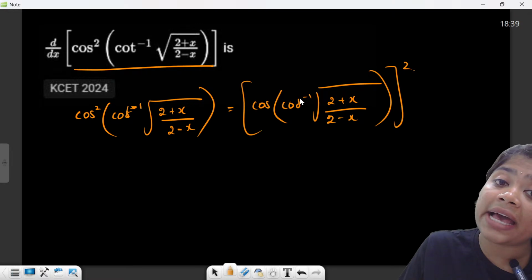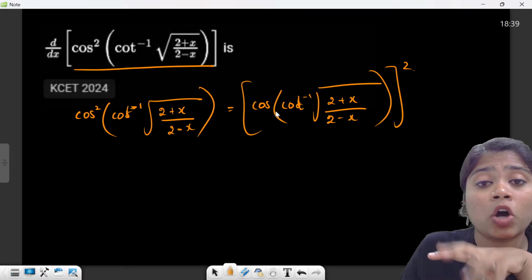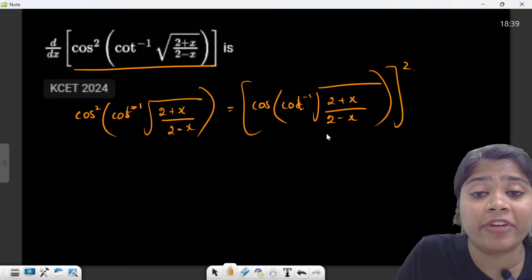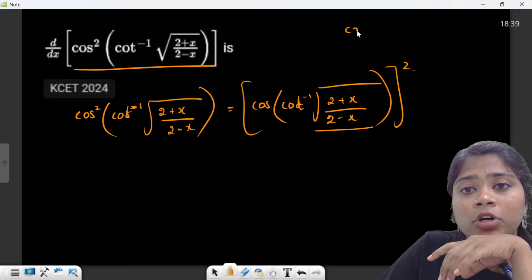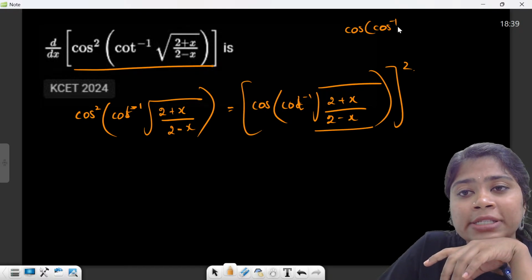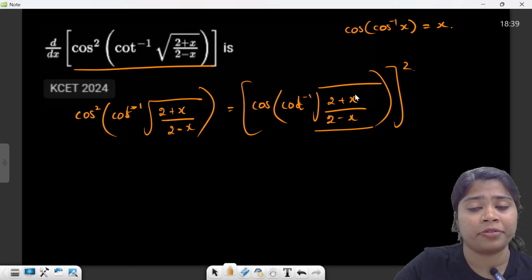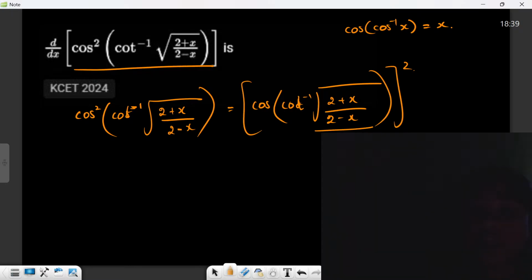So we want to simplify this. If I have cos and cos inverse, they are inverse functions. So cos of cos inverse x is nothing but x only, no? We can use that property here. But for that we want cos.